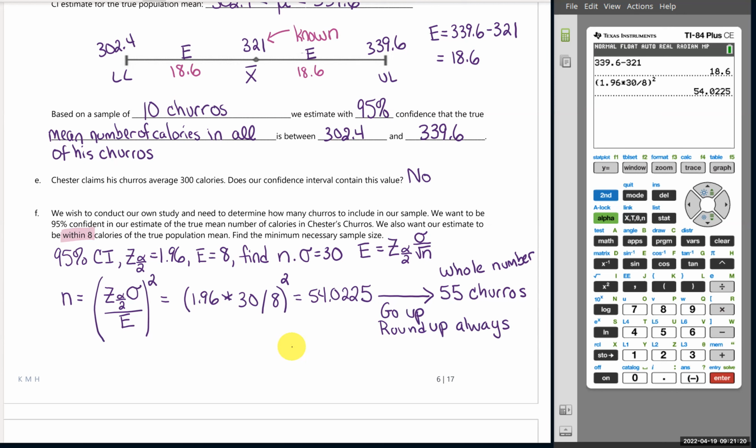So remember, more data is better. At minimum, you're going to need 55 churros. It'd be better to take a sample of 500 churros. Usually you're limited by your budget and practical restrictions, but we're looking for the bare minimum sample size. We would need to go up to 55 churros. The margin of error in the last problem was 18.6 calories, and we changed to a smaller margin of error. So if we want to improve our accuracy, you're going to need more data. That's why the answer before was 10. And our answer is bigger than that because we would like to be more accurate when we are done with our study. All right. And so that is how we find the sample size needed.